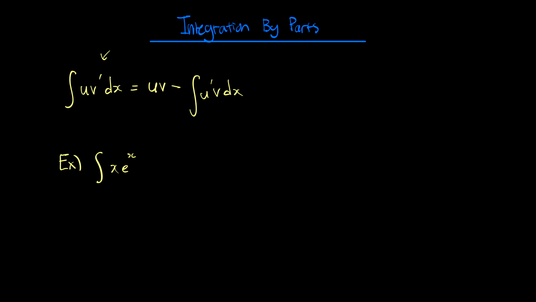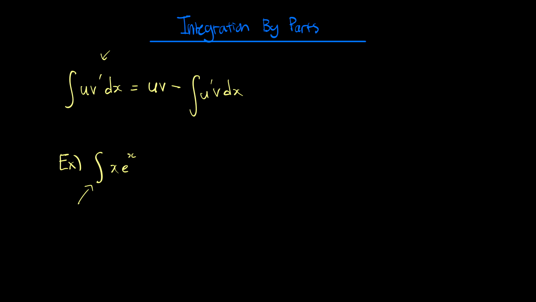Let's say we want to find out the integral of x e to the x. And of course, if you just try to anti-differentiate this, you're going to have some trouble. You're not going to have a straightforward way to do it. And often when you have a product of two functions of x, there's a high probability that you're going to be using integration by parts.